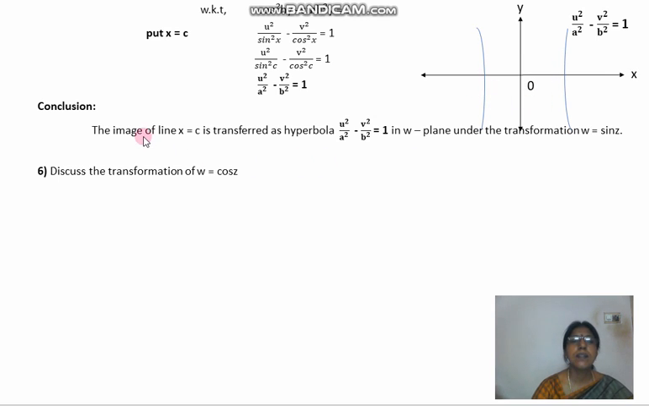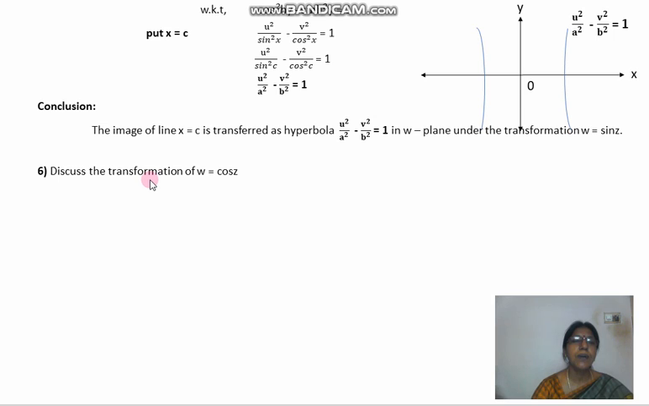Okay? So the image of the line x = c, which is in the z plane, is transformed as a hyperbola in the w plane under the transformation w = sin z, which is the given transformation. Okay, now we see the next problem, but the difference is that in the previous problem w = sin z, but here w = cos z. That is the only difference.